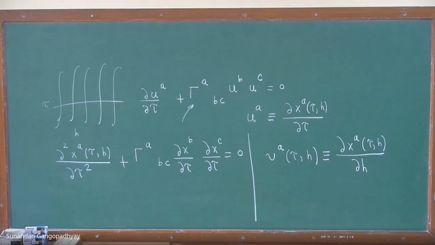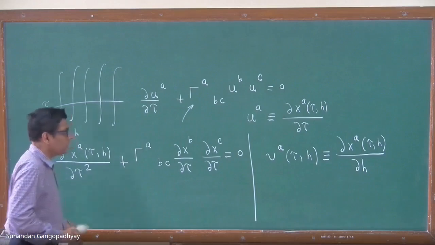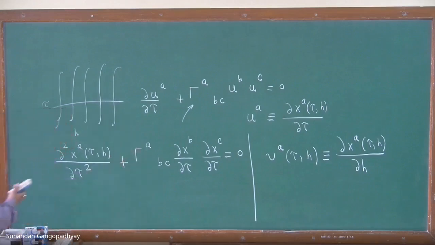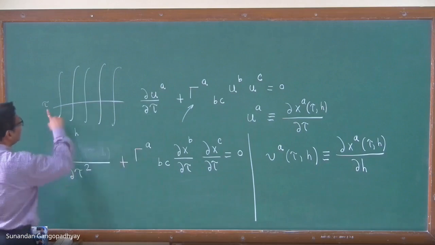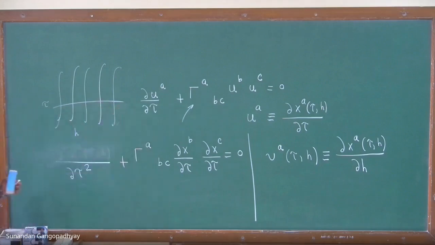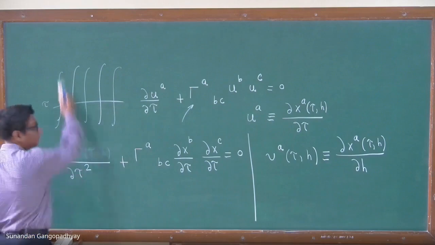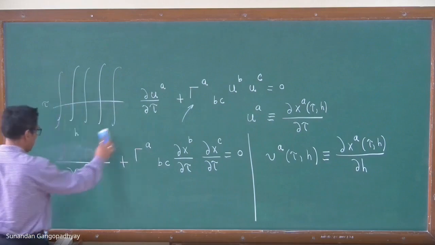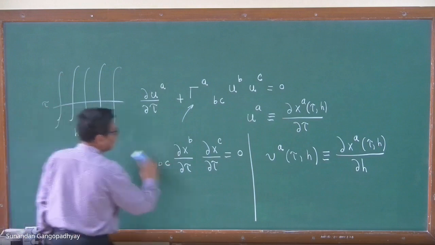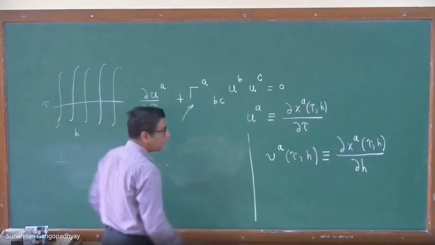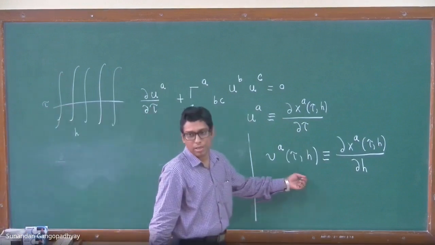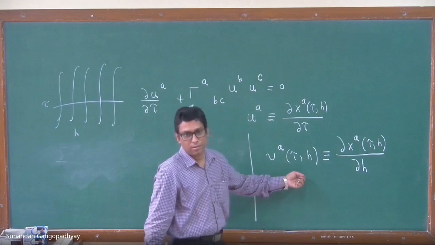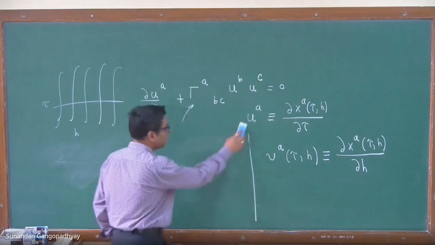If this is clear, this is obviously not a tangent vector to the geodesic. Rather, it is a tangent vector to this curve. And whether it's a vector at all, you can just look at the transformation, and it will transform like a vector.